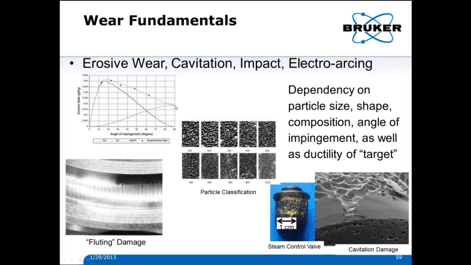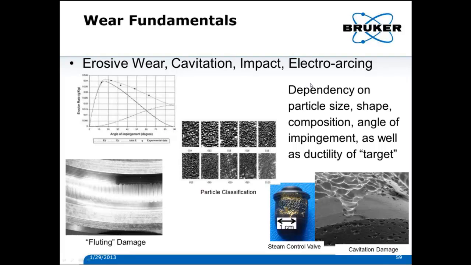And so you can see that the maximum in erosion rate for brittle metals occurs at 90 degrees. This is the angle of impingement. The maximum for ductile materials occurs at 18 degrees or so. So this is why rubber works very well as a mask for grit blasting, because it's very ductile. And steel does not work as a particularly good mask for ceramic, because they're at the highest angle of impact. Grit blasting is at 90 degrees.